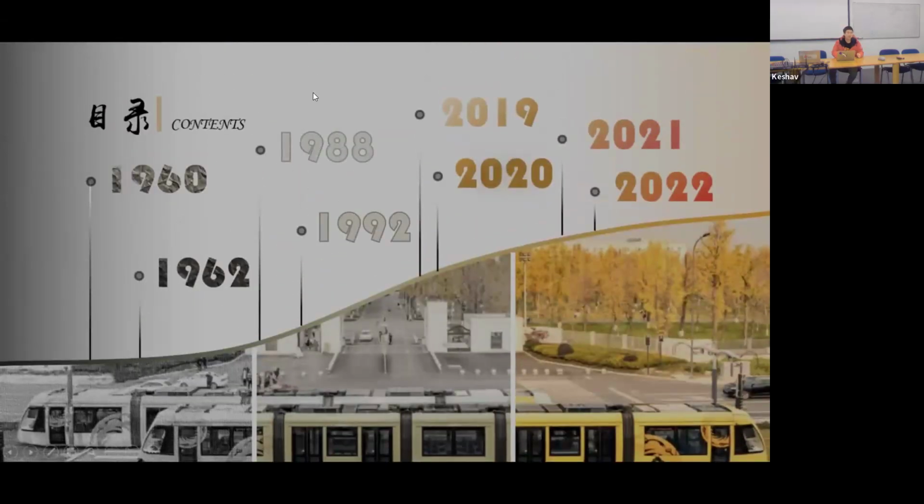So first, I create this content. It has a lot of timelines. This 1960 is, I think, from 1960 to 1962. This is the story of my grandma. This is the story of my uncle, and right now this is the story of mine. And you can see we have 4 years. So the first story is about my grandma.